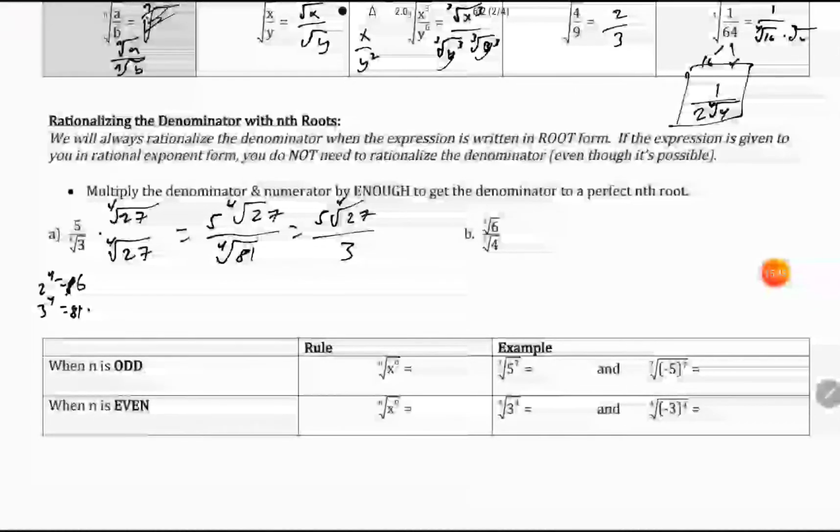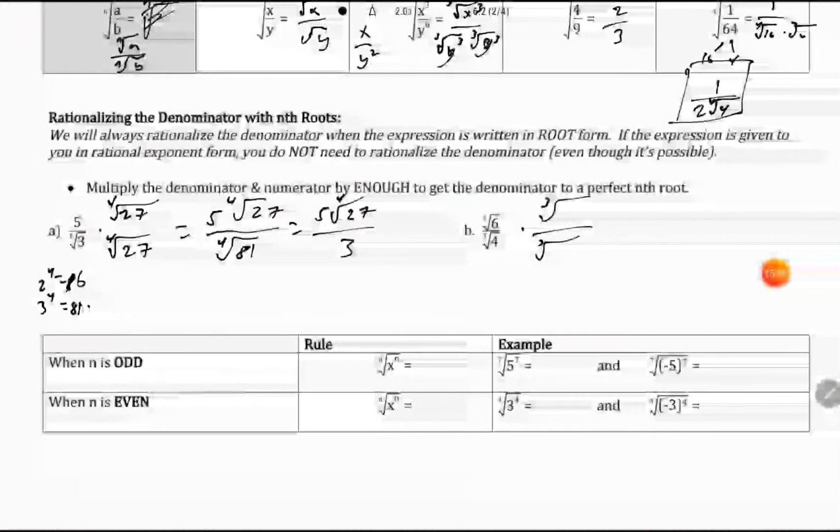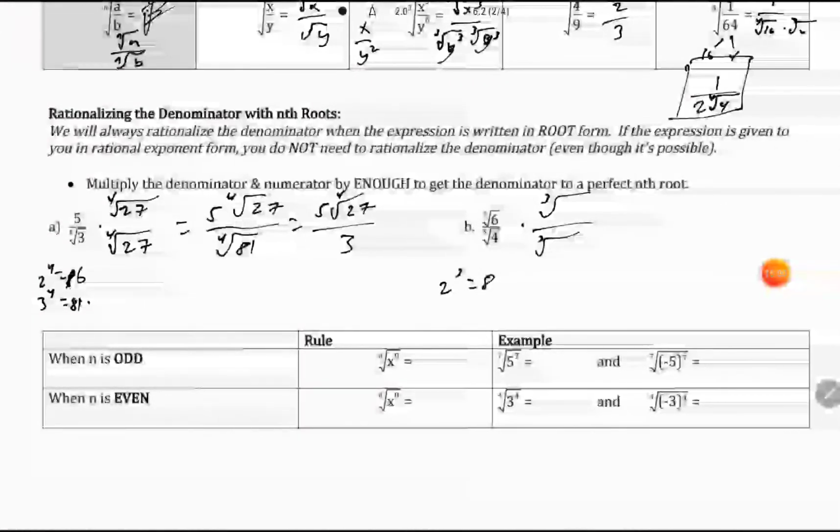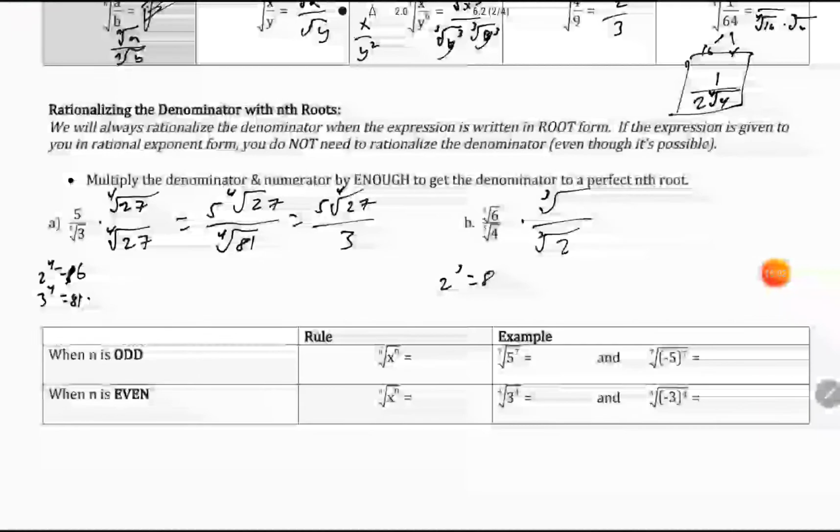Alright, the next one would be multiplying top and bottom by the cube root of something. So let's look at my cube list. 2 to the 3rd is 8. And I can stop right there because we know that 4 times 2 is 8. What I do to the bottom I must do to the top.